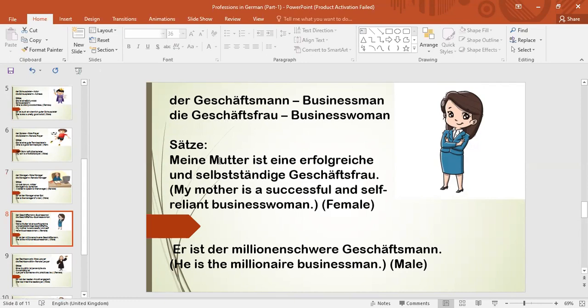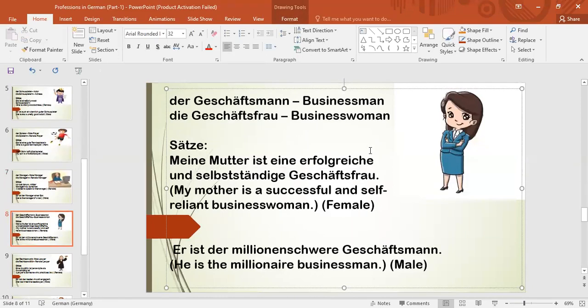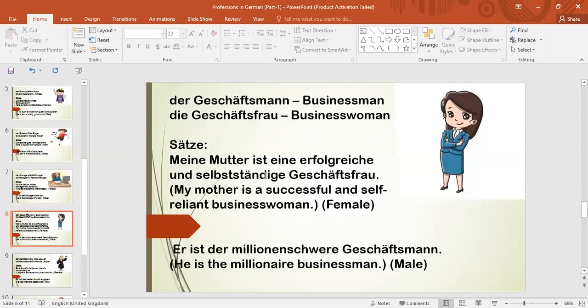Here are the sentences. Meine Mutter ist eine erfolgreiche und selbstständige Geschäftsfrau. So my mother is a successful and self-reliant businesswoman. Okay, then the next sentence is, Er ist der millionenschwere Geschäftsmann. So he is the millionaire businessman.